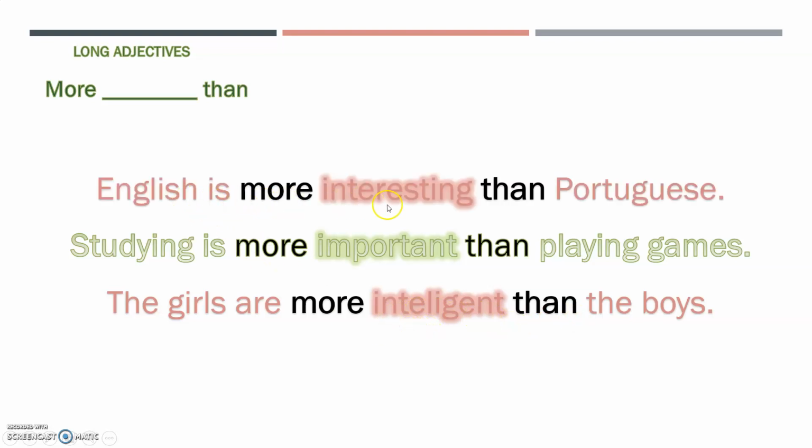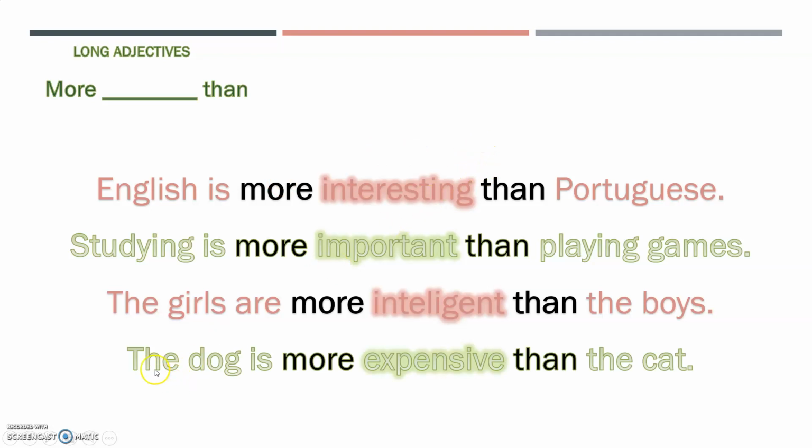And English is more interesting than Portuguese. So interesting is a long adjective, so I have to put more than, okay? And the last one, the dog is more expensive than the cat. Expensive is a long adjective, so we have to put more than again.